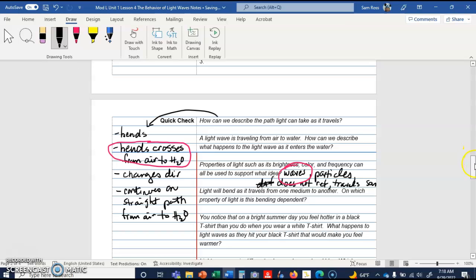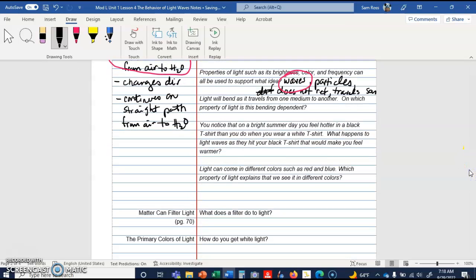Okay, let's see. Light will bend as it travels from one medium to another. On which property of light is this bending dependent? Is it on the speed, the intensity, the frequency, or the brightness? And that's going to be the frequency of light that allows it to bend.